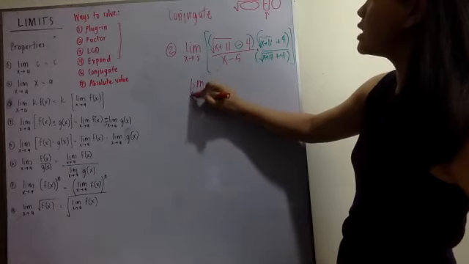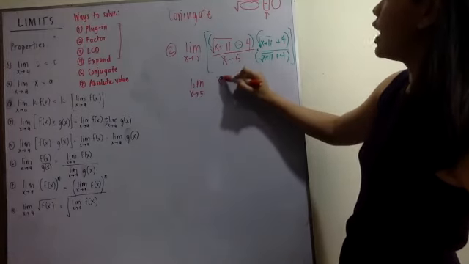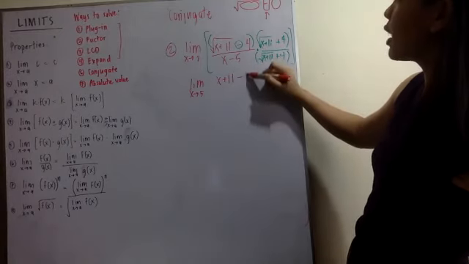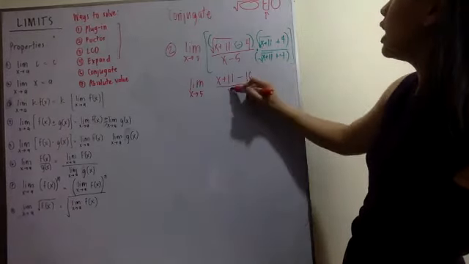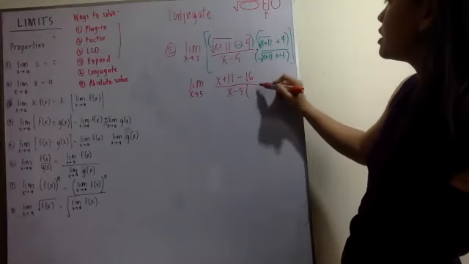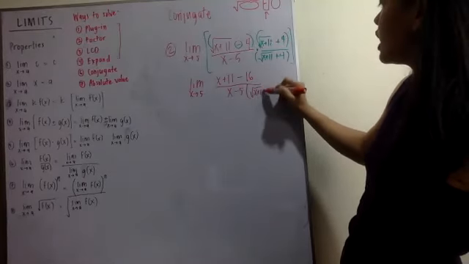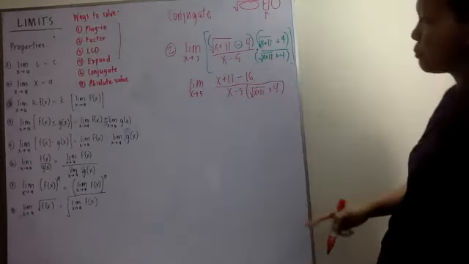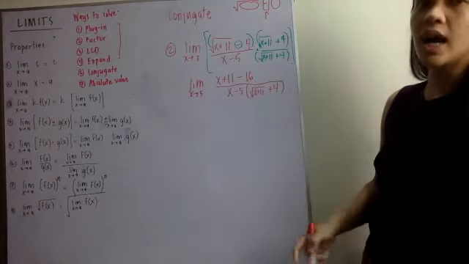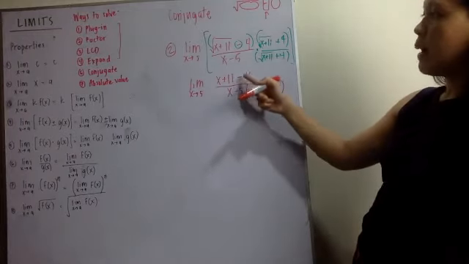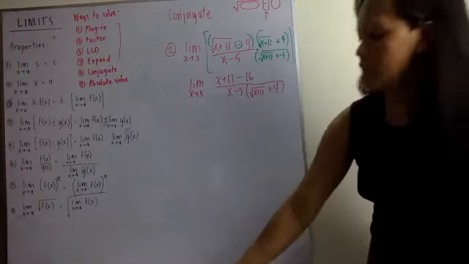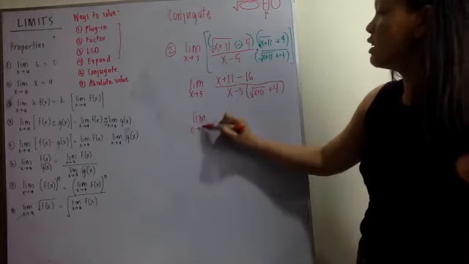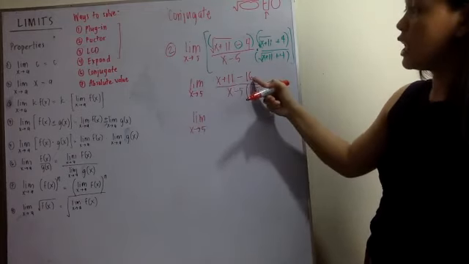We have limit as x approaches 5 of x plus 11 minus 4 squared, 16. All over x minus 5 times square root of x plus 11 plus 4. Okay, ito yung nasa baba. If we simplify itong sa taas, x plus 11 minus 16, that's equal to what? Ano yung nasa taas natin? X plus 11. 11 minus 16?